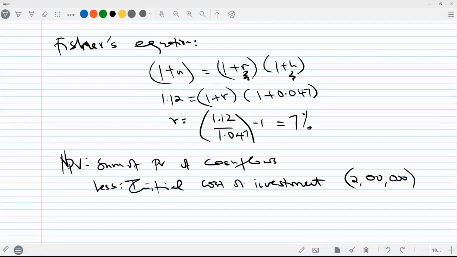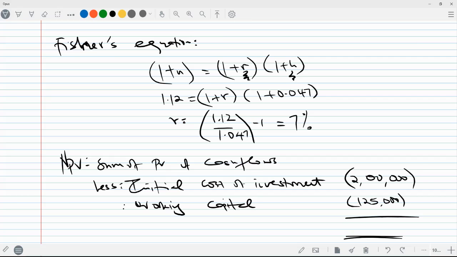Then we less the working capital, which in year 0 we did invest. We did invest 125,000. So less working capital 125,000, and we get the NPV. So the NPV.